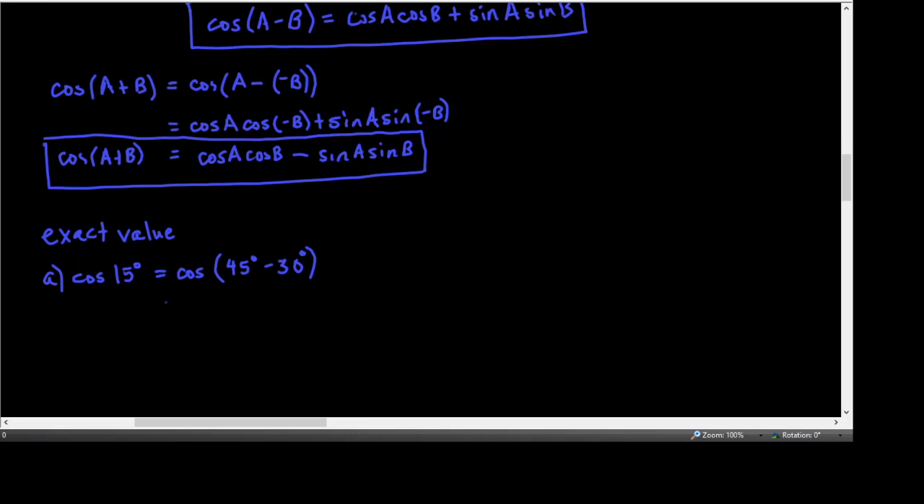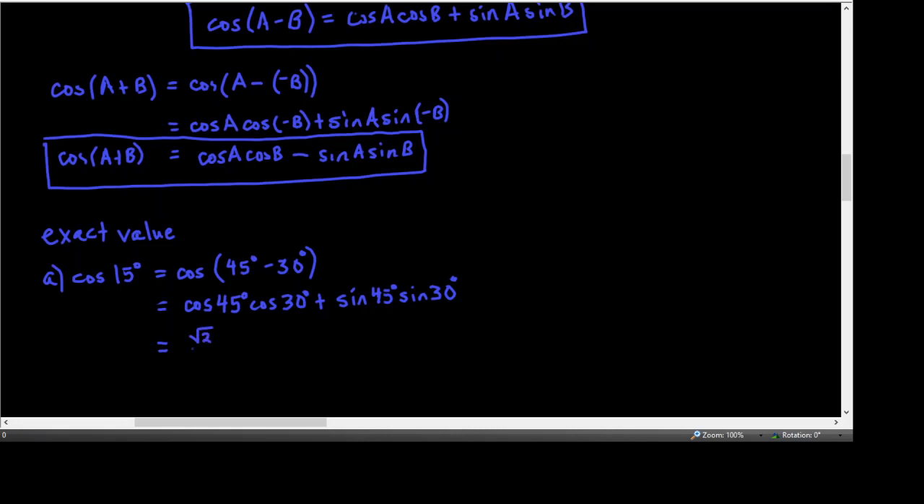So I've rewritten 15 degrees as 45 degrees minus 30 degrees. That's now the cosine of a difference. So that will be cosine of the first times cosine of the second. Change the sign, so that becomes plus. Sine of the first angle times sine of the second angle. And those are all values at this point that you should know or be able to get very quickly.